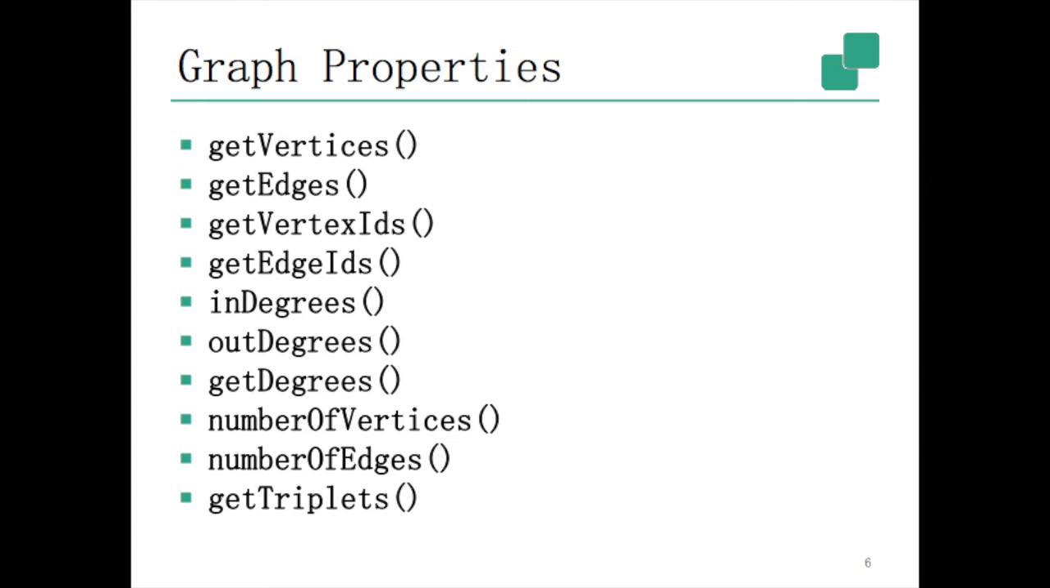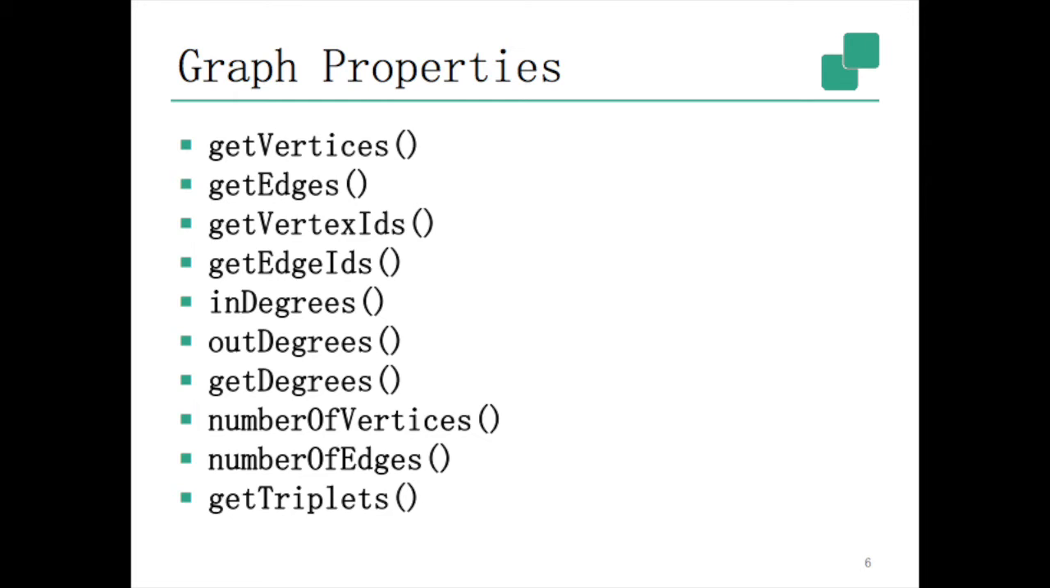Let's move forward and see what kind of properties you can extract using Jelly. You can extract the dataset of vertices, the dataset of edges, the vertex IDs, the edge IDs. Also, you can get a dataset of tuples, vertex ID in degree, vertex ID out degree, and vertex ID degree. Finally, you can extract the total number of vertices and the total number of edges from the graph.